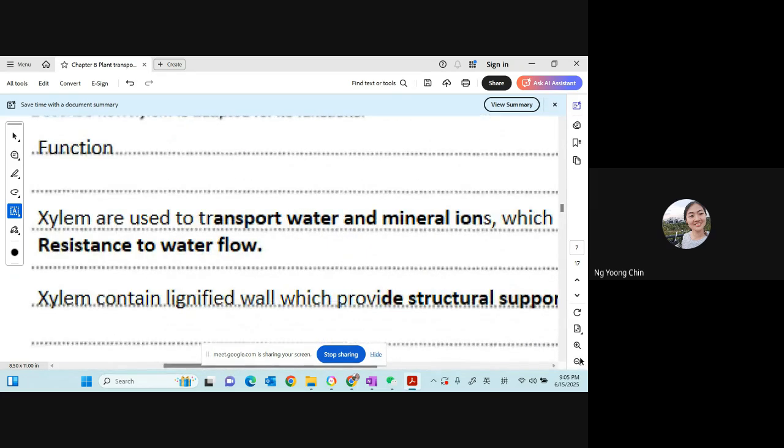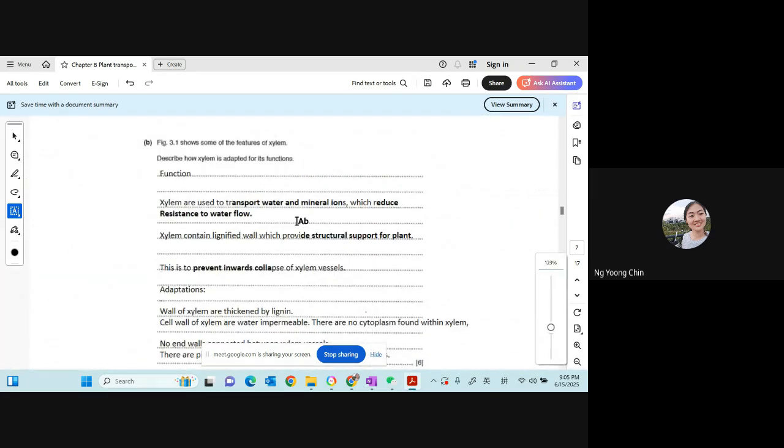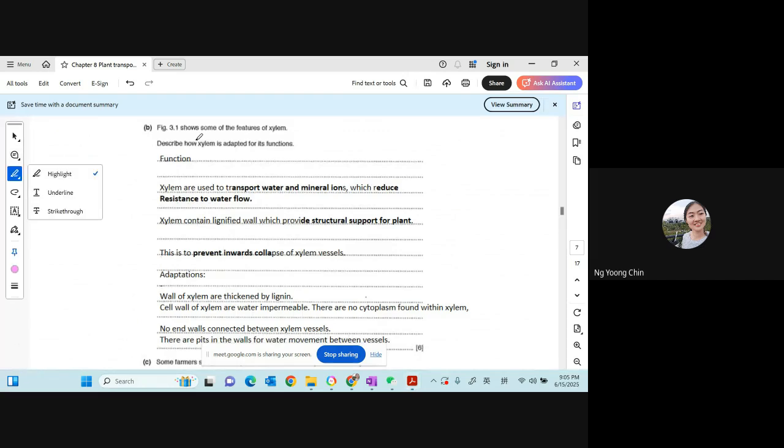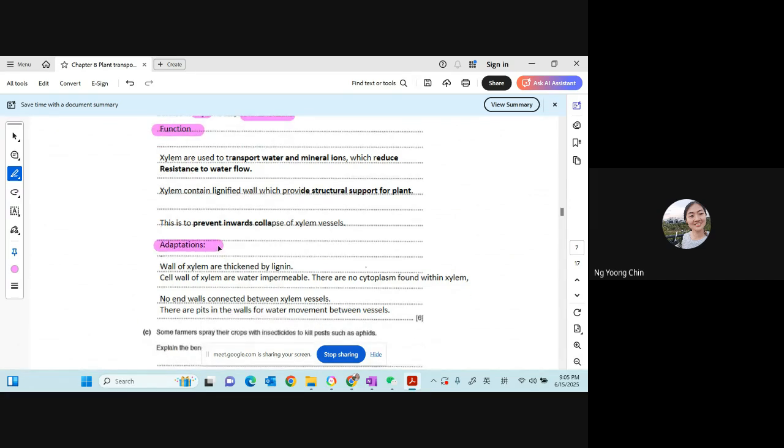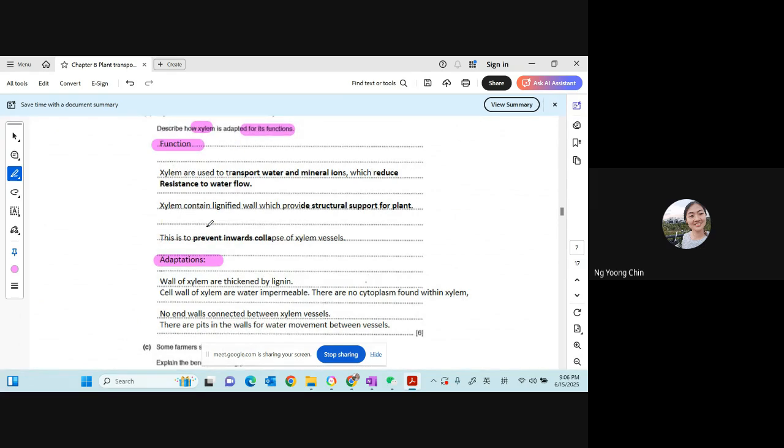Okay, and then for this one, see how xylem is adapted for its functions. So you should write about the function first, and then write about the adaptations. Or you can write the adaptation first, and then relate it to the function. It's okay, both answers are fine, but you just need to include both points, the function and the adaptations. For the function, you already know that xylem transports water and mineral ions, and also reduces the resistance to water flow.